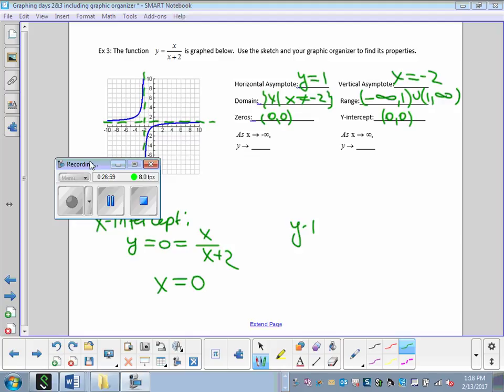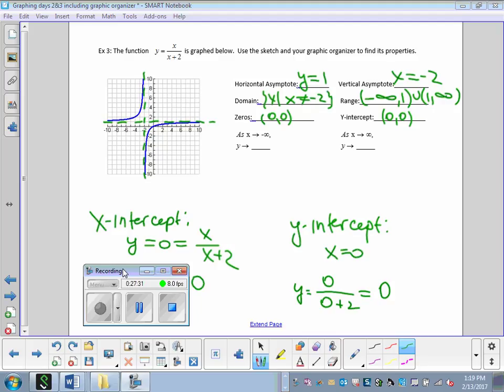For the y-intercept though, which coordinate do I know, x or y? X. So x equals 0 for every single y-intercept, for every single function. So all I need to do is plug 0 into my formula. 0 over 0 plus 2 equals 0. And this is the y-coordinate of my y-intercept. I don't even need the graph to figure out those two.